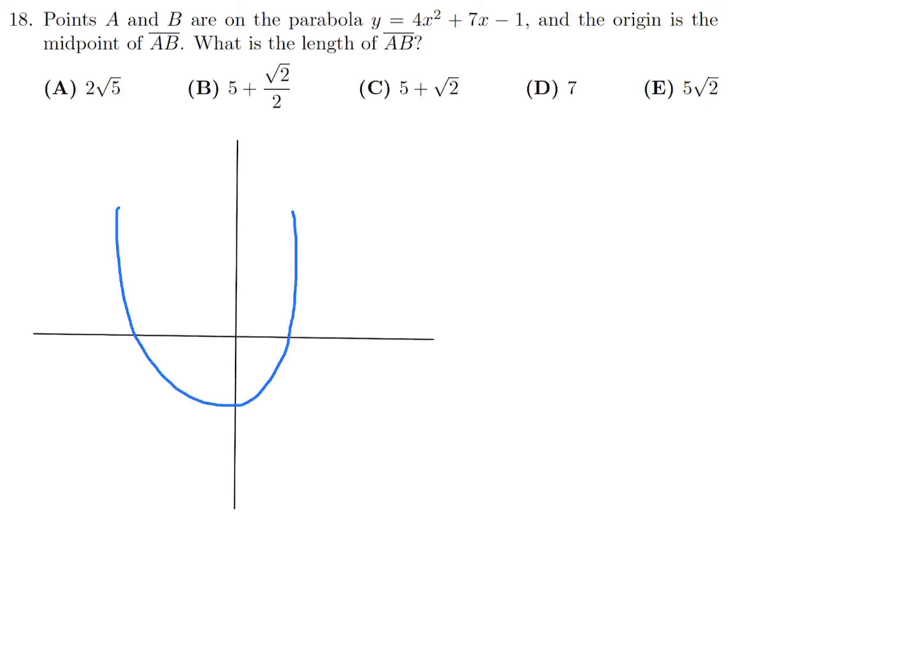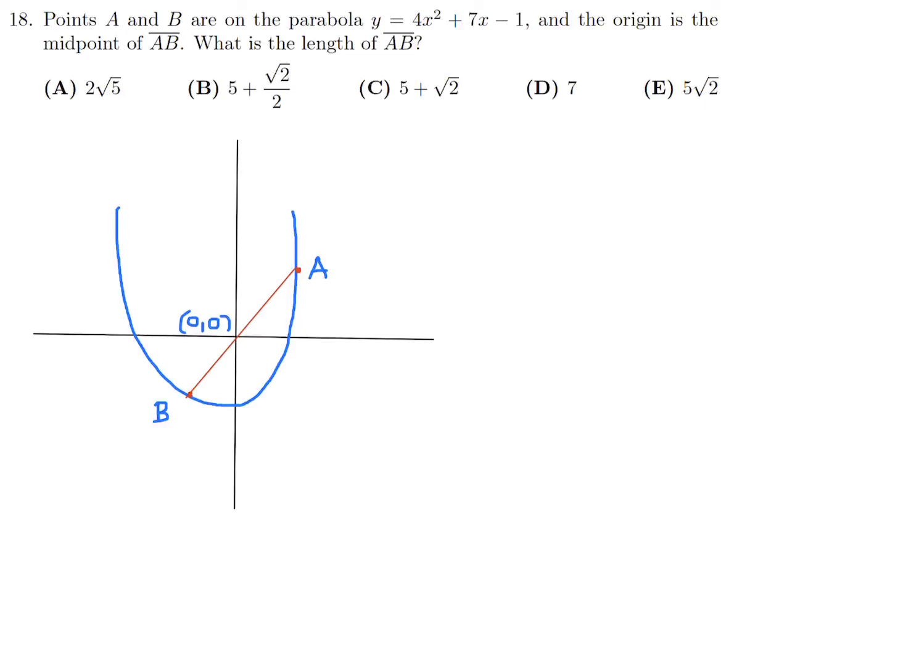And they're telling us that there's 2 points on this parabola. So we have a point here, perhaps, and we have another point here. And when you draw a line between those 2 points, the line passes through the origin, something like this. And they tell you that the origin is actually the midpoint of that line. So if this is A and this is B, that origin, which is of course (0, 0), is the midpoint of that line.